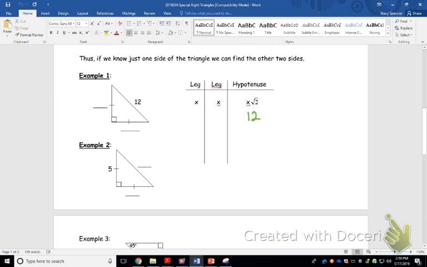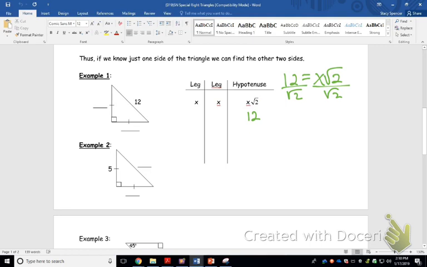So since we have the special ratio, we know that the hypotenuse is always x times the square root of 2. So if my hypotenuse has a value of 12, I'm going to come over here and set that equal to x times the square root of 2. Now, if I do that, then I need to solve for x. So the way I'm going to get the x by itself is I'm going to have to divide out the square root of 2.